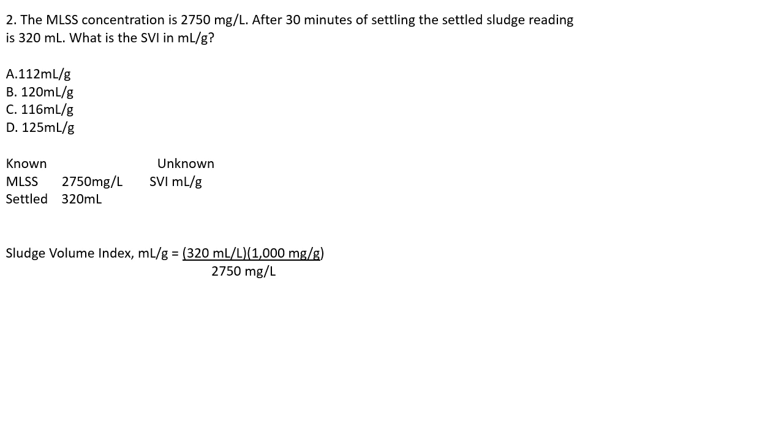So we can just plug everything into our formula. So you have 320 milliliters per liter times 1,000 milligrams per gram divided by 2,750 milligrams per liter. So let's do the multiplication on the top first. And after you multiply that, you get 320,000 milliliters per liter per milligram per gram. So then we're going to divide that by 2,750 milligrams per liter. And your milligrams are going to cancel out. And your liters are going to cancel out. And the answer is 116.36 milliliters per gram. And the closest answer is C, 116 milliliters per gram.